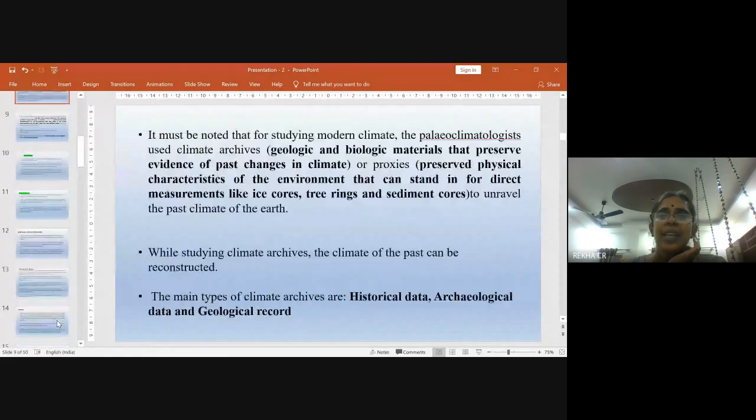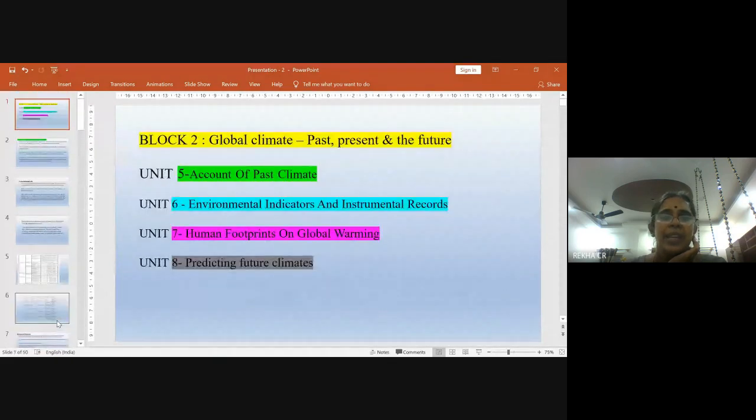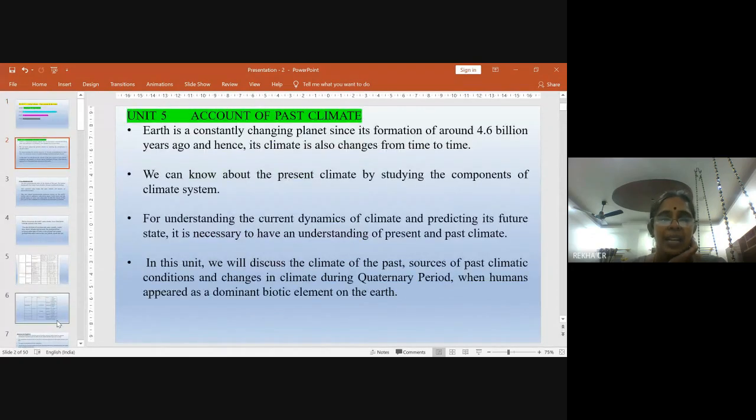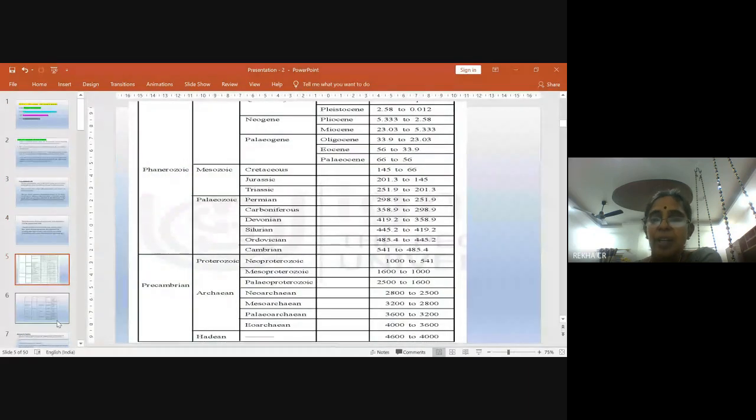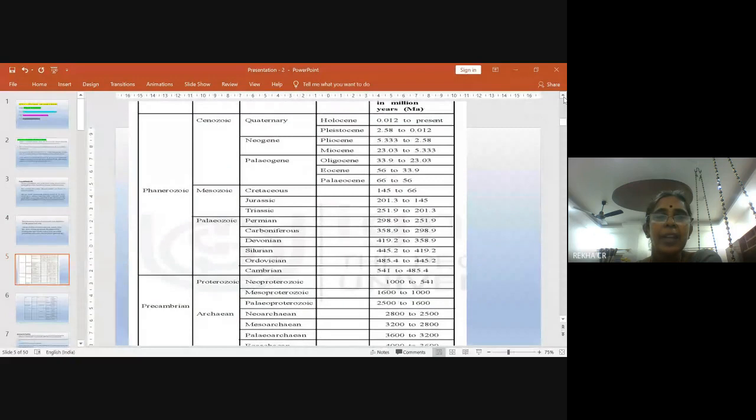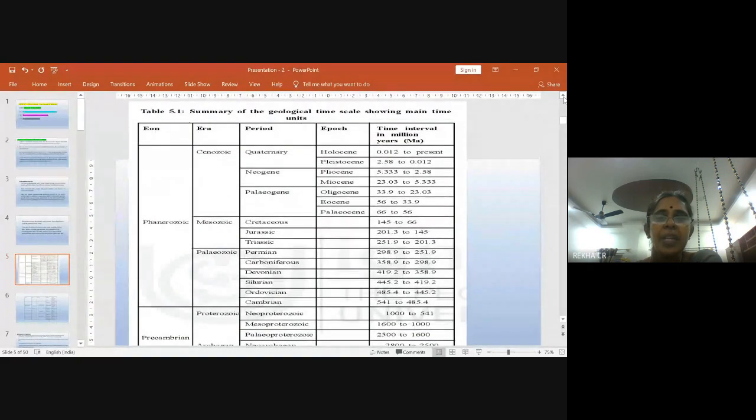The second block that we are discussing today has four units. The first one is the account of past climate. The account of past climate is also called paleoclimate, and the study of this past climate is called paleoclimatology. To understand this, we should know the geological time scale, which is divided into eon, era, period, epoch, and the number of years in million years.